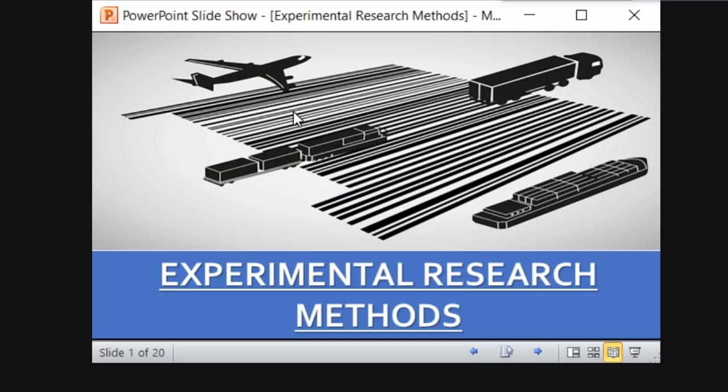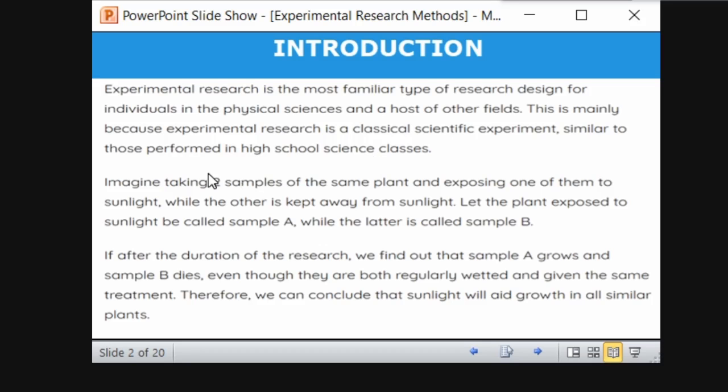Today in research methods, we are going to discuss experimental research methods. So far, we have discussed historical methods and descriptive methods. Continuing with that, we are going to see what experimental research methods actually are. So we all know an experiment is something we are doing. We are doing an experiment with something or with somebody, right?